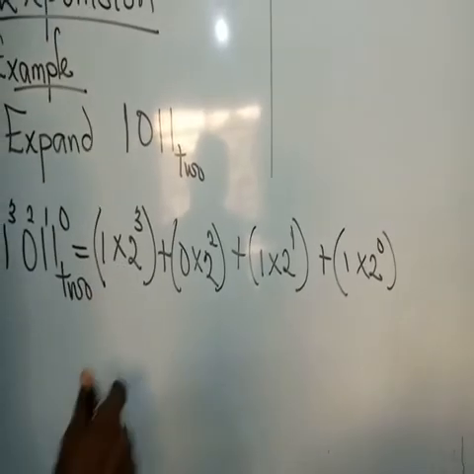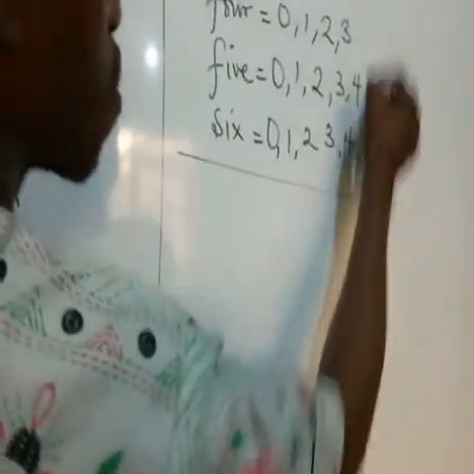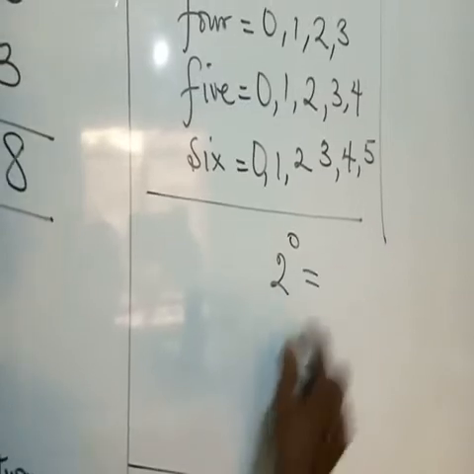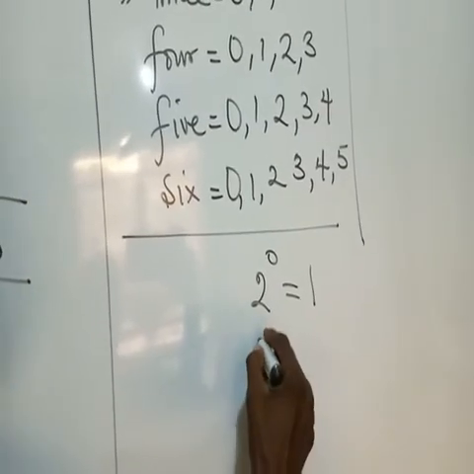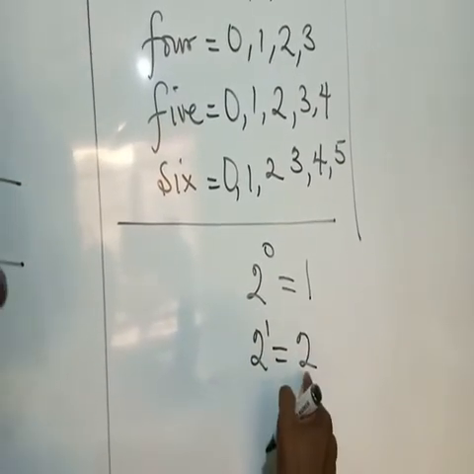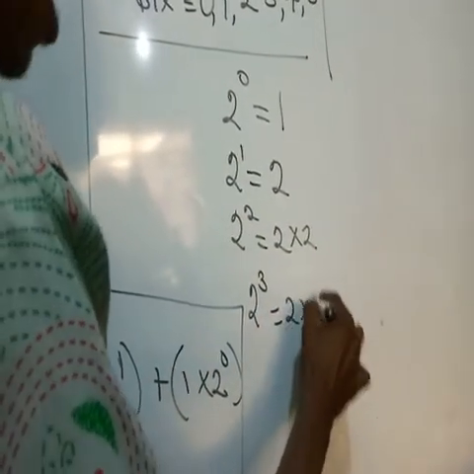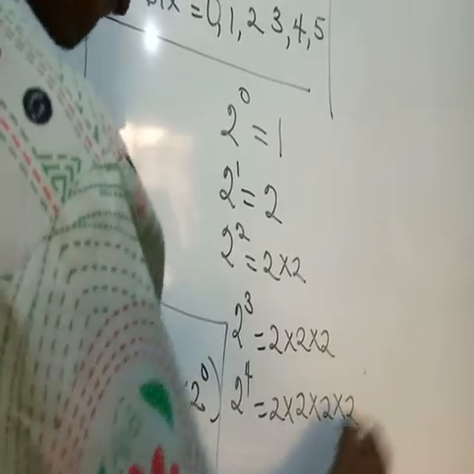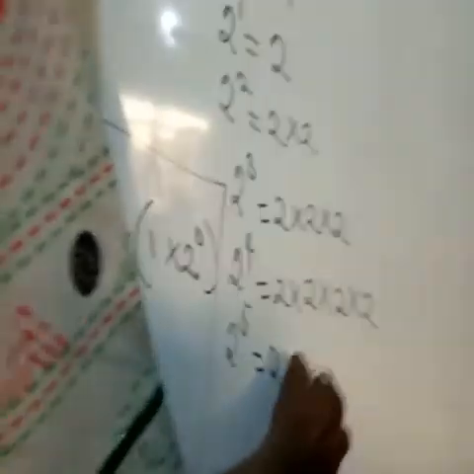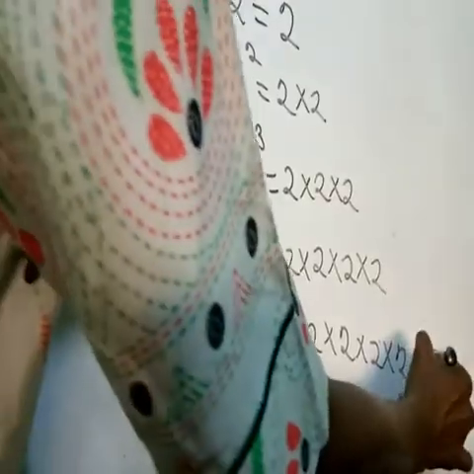Then what do you have? Now, take a look at this. When you have 2 raised to power 3, look at this. If I have 2 raised to power 0, anything raised to power 0 is 1. Now, if I have 2 raised to power 1, that means I only have 2 in how many places? 1. 2 raised to power 2 is what? 2 times 2. Do you get that? Now, 2 raised to power 3 is what? 2 times 2 times 2. 2 raised to power 4, 2 times 2 times 2 times 2. 2 raised to power 5 is equal to what? 2 times 2 times 2 times 2 times 2. 1, 2, 3, 4, 5. I hope it's clear. And so on.